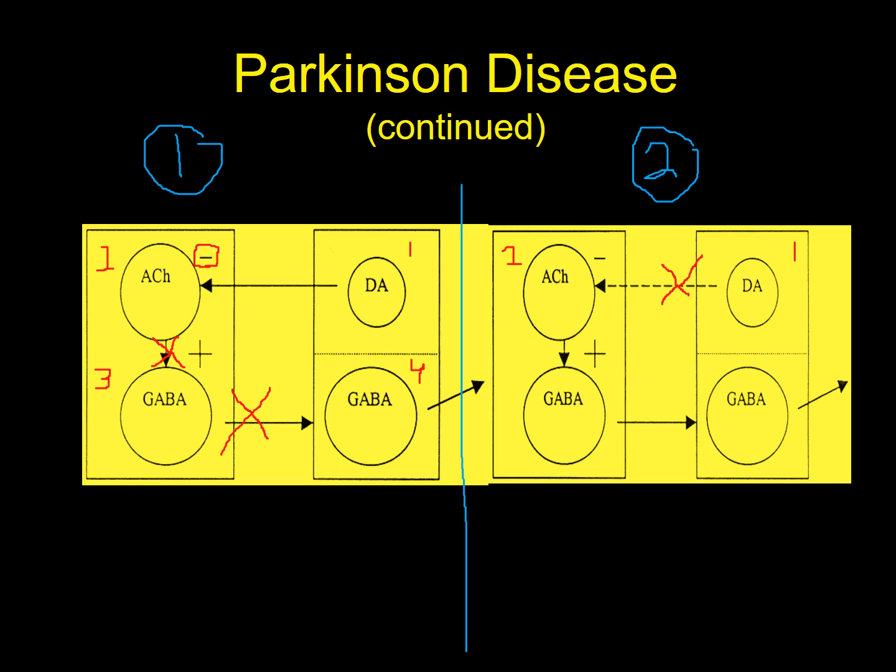see where I put the red X? If you don't have enough dopamine, you don't inhibit acetylcholine. If you do not inhibit acetylcholine, it fires off to neuron 3 and excites it. And when neuron 3 is excited, it releases GABA to neuron 4. And when neuron 4 gets excited, it releases GABA to the general circulation, which is inhibitory. So see how the balance of inhibition and excitation is lost.